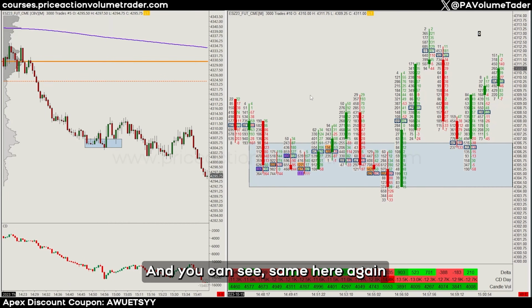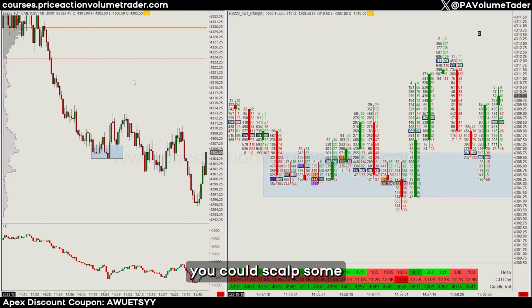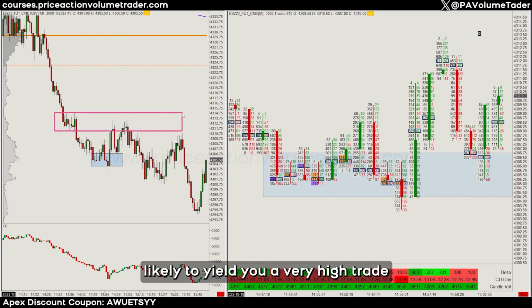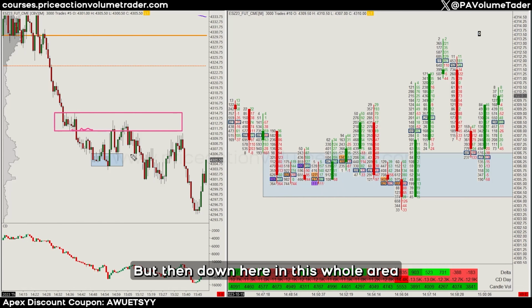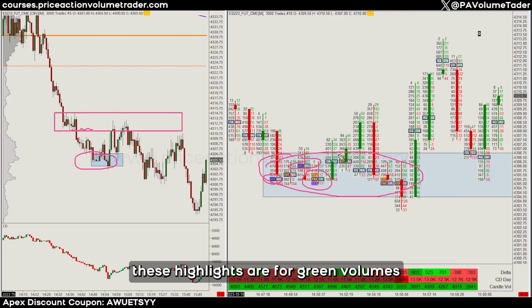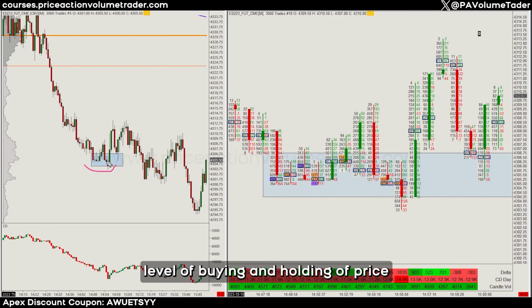And you can see same here again. We come down. There's clearly a trend down, but that doesn't mean you couldn't scalp some quick long positions, but obviously those are less likely to yield you a very high trade. So in this case, you can see we had a resistance, we broke down, but then down here in this whole area, look at all the high volume highlights that I have here. Just a ton of high volumes, and most of them are green. You can see most of all these highlights are for green volumes. So that means there is a high level of buying and holding of price at this level.